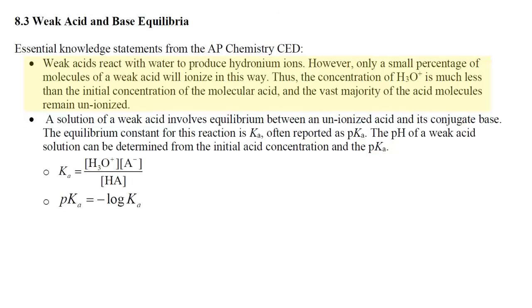This highlighted essential knowledge statement summarizes the behavior of a weak acid. Weak acids react with water to produce hydronium ions. However, only a small percentage of molecules of a weak acid will ionize in this way. Thus, the concentration of the hydronium ion, H3O+, is much less than the initial concentration of the molecular acid. And the vast majority of the acid molecules remain unionized.